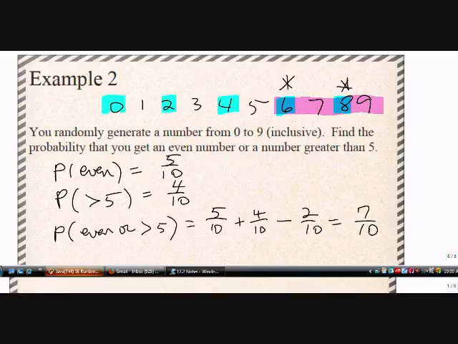Okay, so it's kind of easy to see why this rule makes sense. You don't want to count that 6 and that 8 twice. It's both a blue and a purple. You only want to count them once. So we subtract that 2 out of 10 to keep from counting those numbers twice.